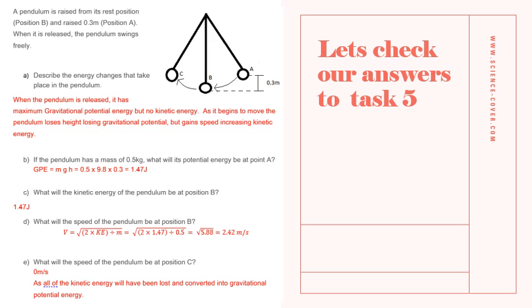What will the speed of the pendulum be at position B? We need to do the velocity equals the square root of 2 times the kinetic energy divided by the mass. So this is the square root of 5.88, which gives us 2.42 meters per second. What will the speed of the pendulum be at position C? It should be 0 meters per second, as all of the kinetic energy will have been lost and converted into gravitational potential energy.